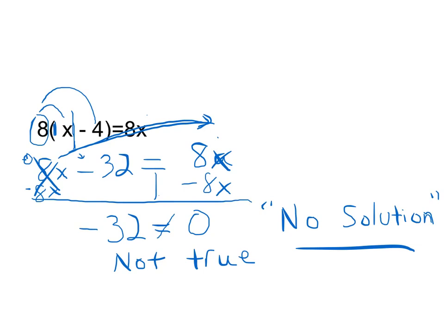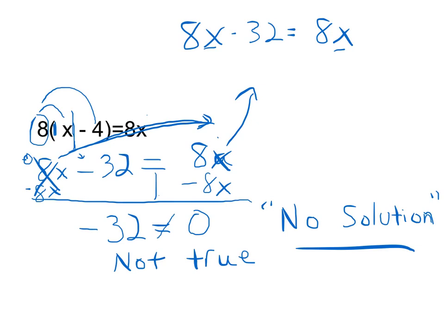Here's what this means, and I want to focus on what we had once we distributed: 8x minus 32 is equal to 8x. Here's what we mean by no solution. No matter what number we plug in for x, the equation will never, ever, ever balance out. That's why we say there's no solution that will balance this out.